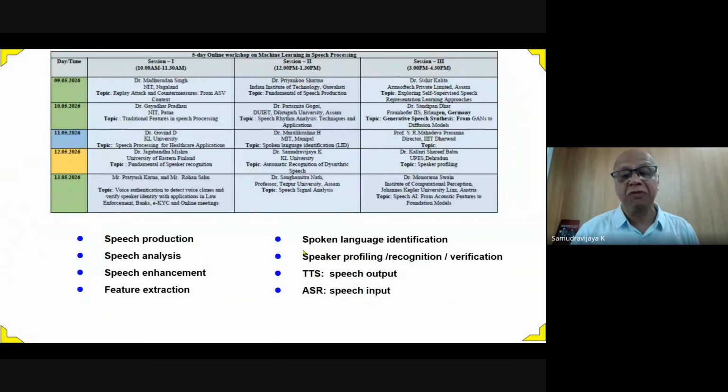Some of the secondary applications are how to identify the language in which the speaker is speaking, whether it is Hindi, Odia, or Telugu. Another application is speaker recognition: who is speaking? Or somebody says, this is my bank account and I want to access it. Is he the claimed person? That is speaker verification. Then speaker profiling: who is the speaker and how is he speaking? What are the emotional contents, and so on.